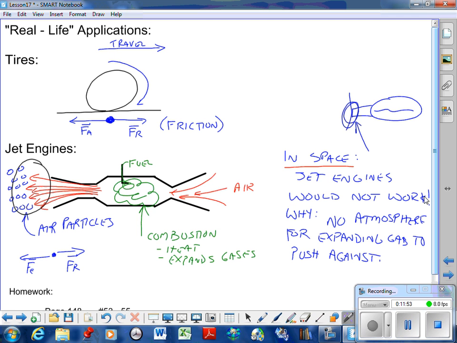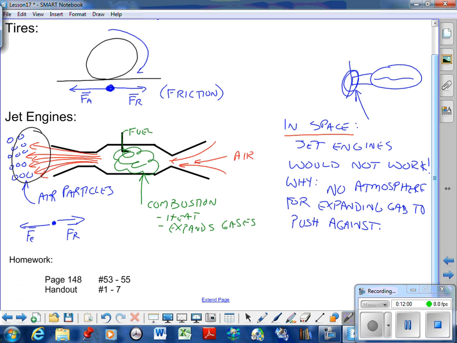Okay, so kind of neat. So Newton's third law allows us to be able to move, to drive without friction. We wouldn't be doing a whole lot.